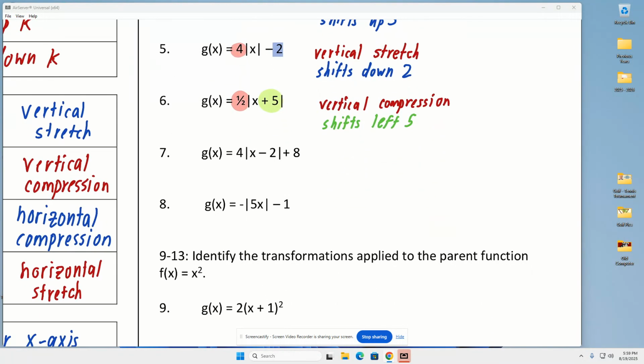All right, number 7. This one's got 3 things going on. They're getting bigger and bigger. So this one we're multiplying by 4 outside. That's a vertical dilation. A vertical dilation. It's greater than 1, so it's got to get narrow. That's a vertical stretch.